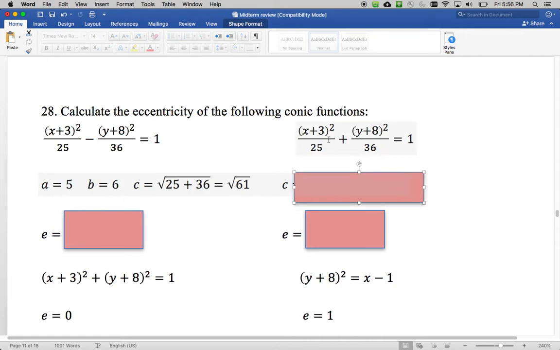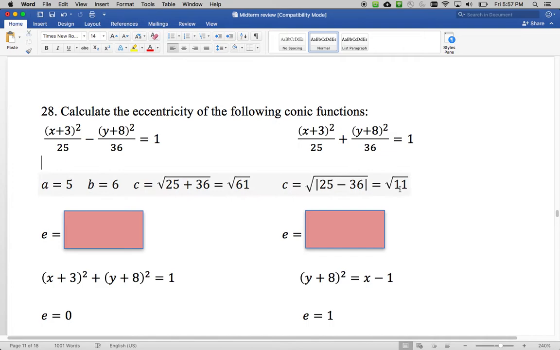Now for the ellipse, notice that your a and your b value are going to be the same because you have the same denominators over here. In fact, the only difference between this function and this function is the plus and the minus, but that plus says that this is an ellipse. So I'm going to use a different formula to find my c value. That would be the absolute value of 25 minus 36. And when you calculate that out, you get the square root of 11. Go ahead and leave it as square root of 11 for c.